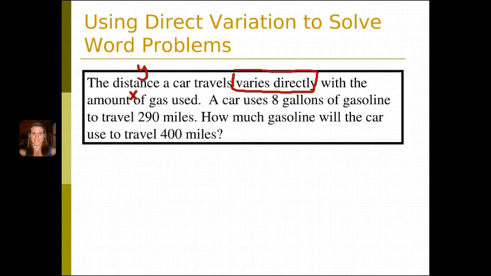So I like to go ahead and write that out in words so I don't forget what y and x equal. So if I'm using my shortcut, k equals y over x, I can say that my y is my distance and that x is my amount of gas.